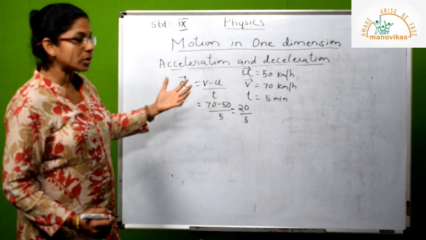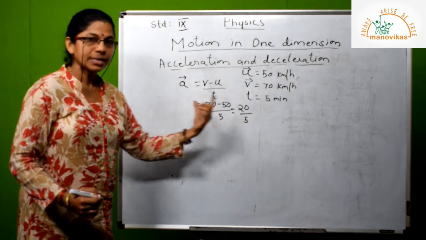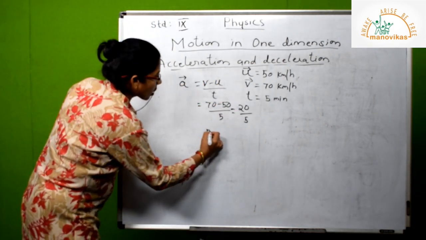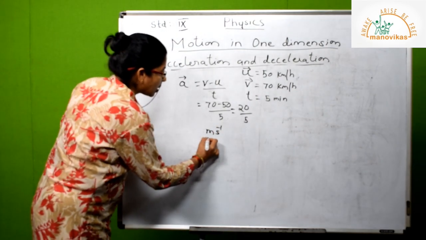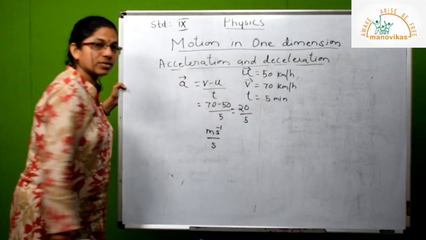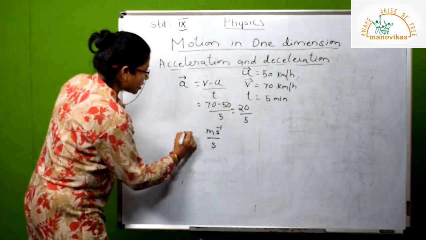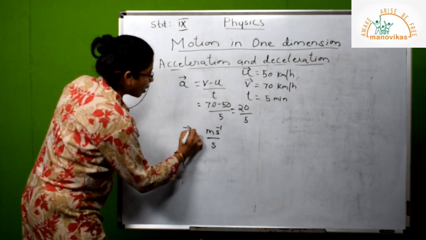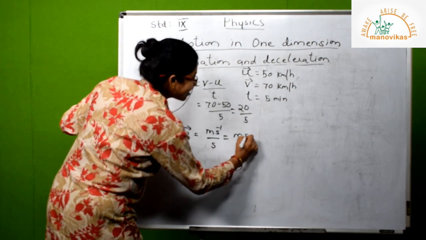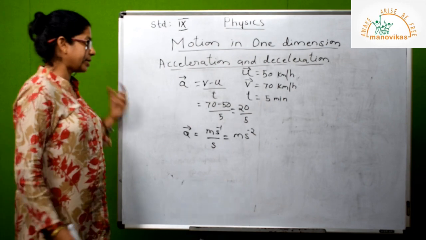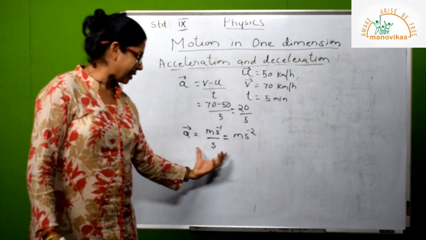Now what is the unit? The unit of velocity is meters per second and the unit of time is seconds. So the unit of acceleration is equal to meters per second square. It is a vector quantity.